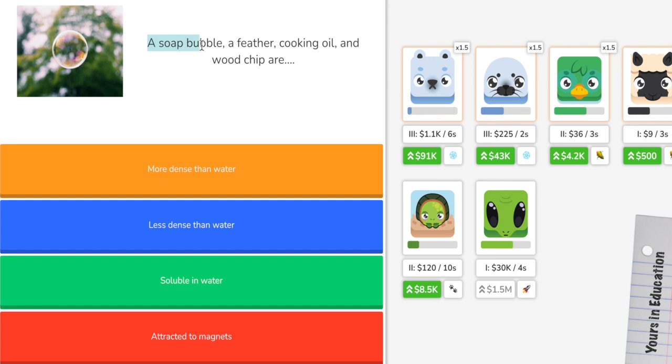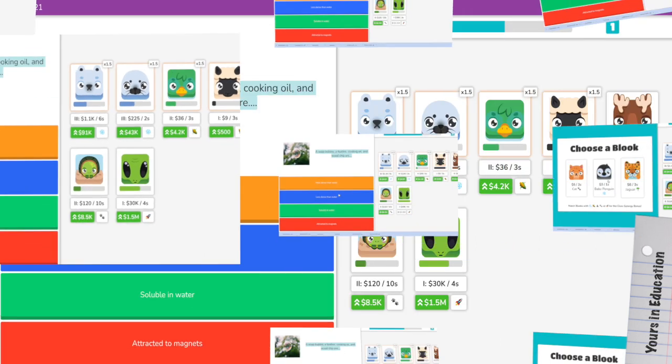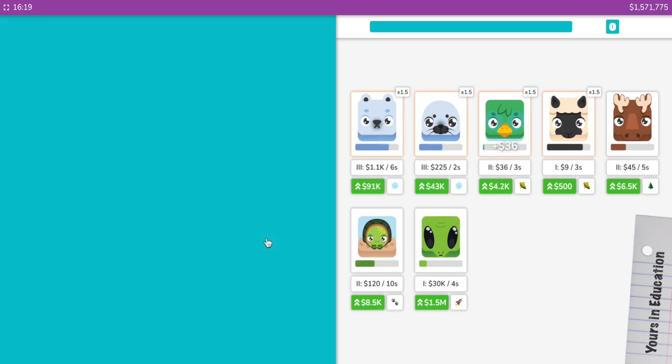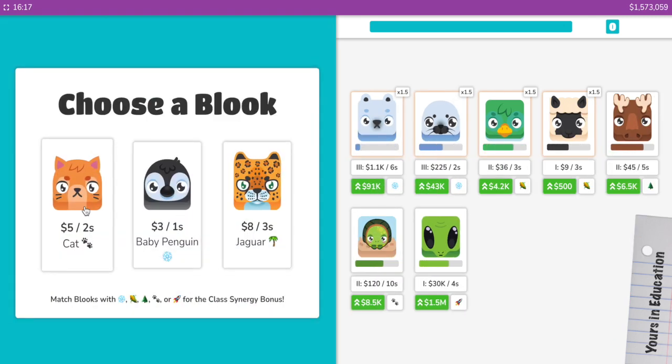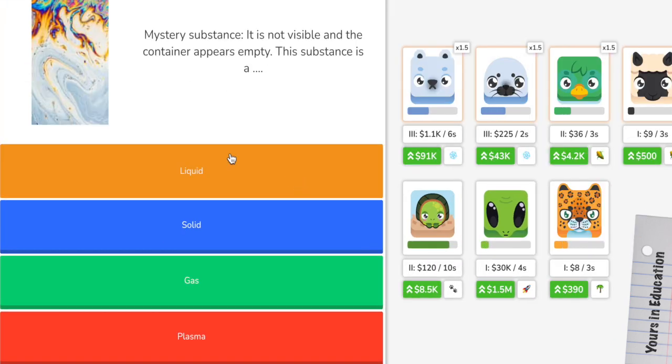A soap bubble, a feather, cooking oil, and a wood chip are more dense than water? No. Wood, no. All of these float, definitely. Less dense than water. I'm thinking this is it. Soluble in water? Wood is definitely not. Attracted to a magnet? No. Less dense than water. Okay, 5-2. What is better?